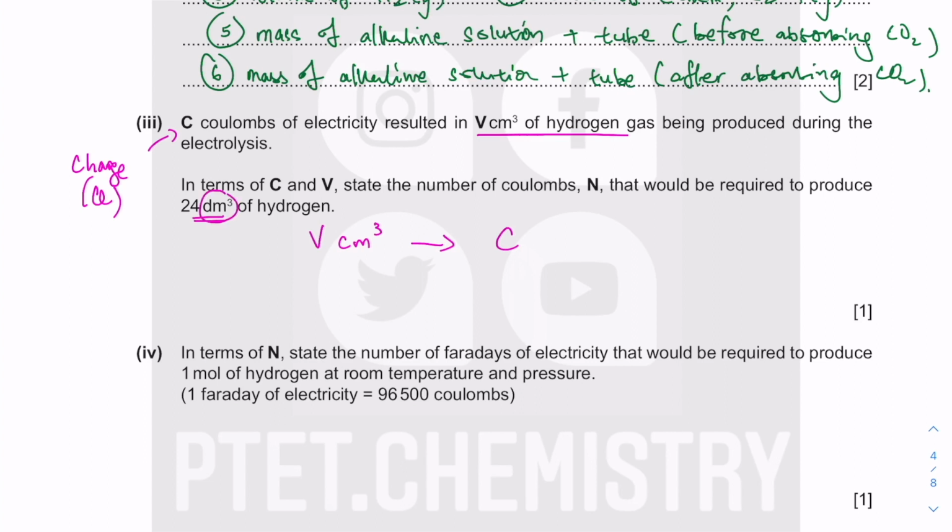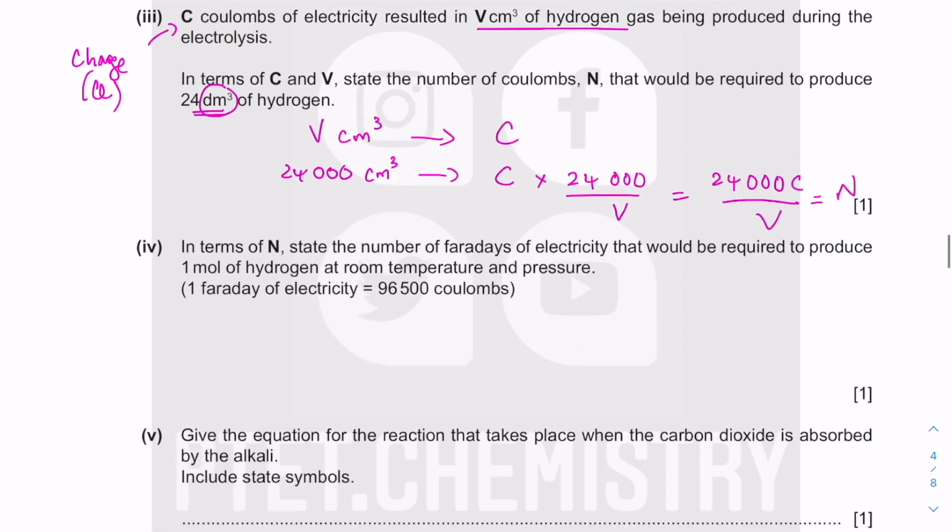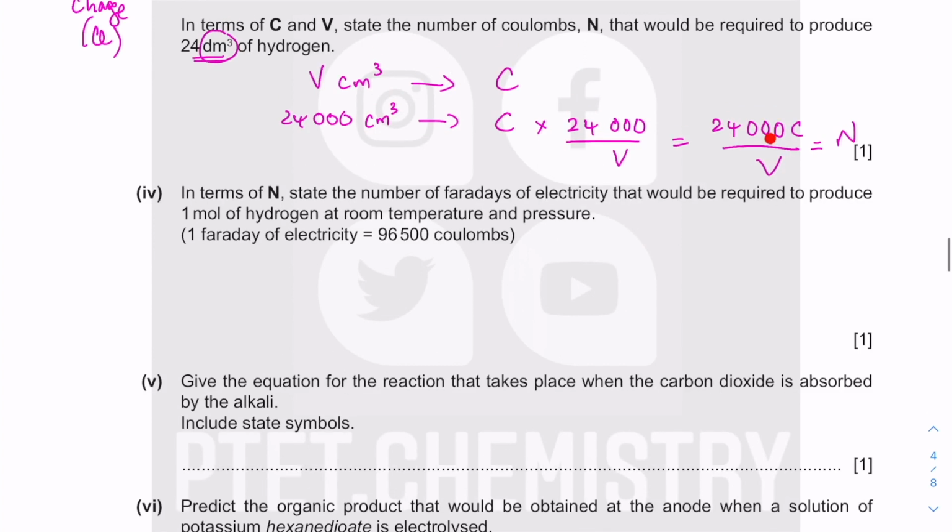And then this is 24 dm cube, whereas previously V was in cm cube. So I'll convert the dm cube to cm cube, and then it's a direct proportion. To get higher volume, I will need a higher amount of charge. So that is divided by V. So my expression will be 24,000 C over V, where the C is not the unit, but it's the value of the coulombs of electricity that passes through. And the unit will get cancelled out because this is in cm cube, so this is also in cm cube, so it's not like dm cube over cm cube.